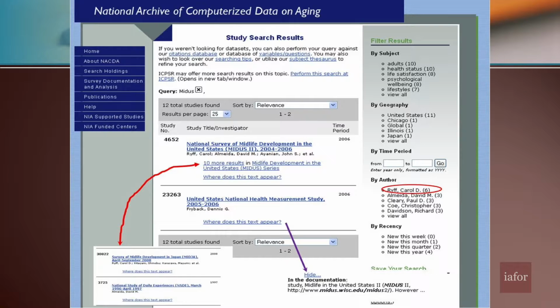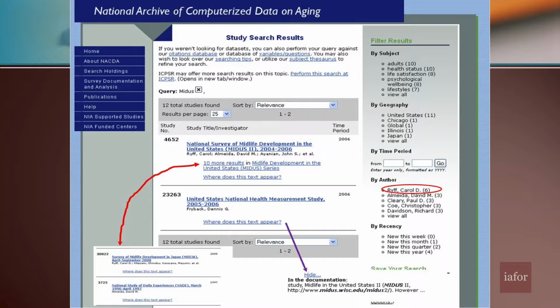So we were looking for the MIDAS study, which is a midlife study based in the United States, but has also collected data in Japan. So it pulls up the main study, which is MIDAS 2, but we also tell you there's 10 more results in this series. And if you click on the 10 more results, it'll take you to another field. It'll tell you those 10 studies. So you can see the studies in this series.